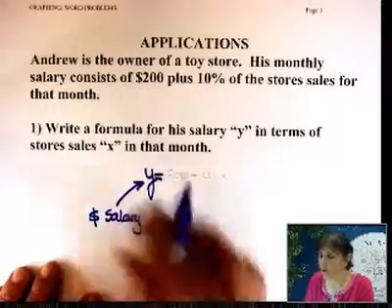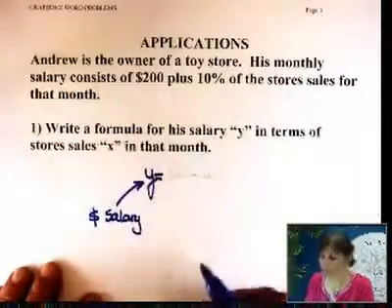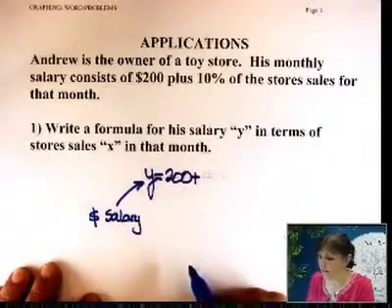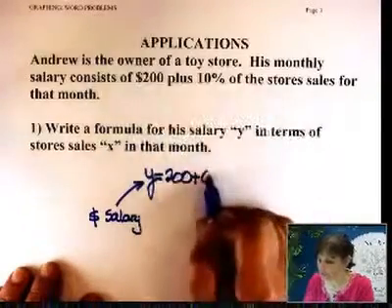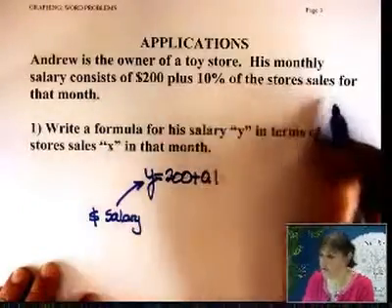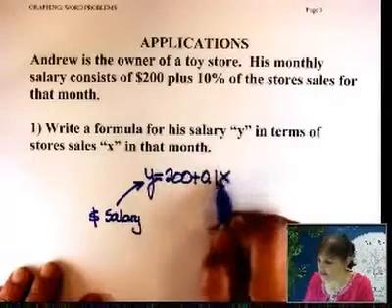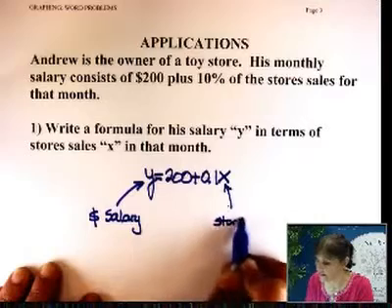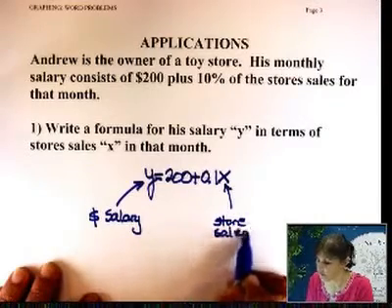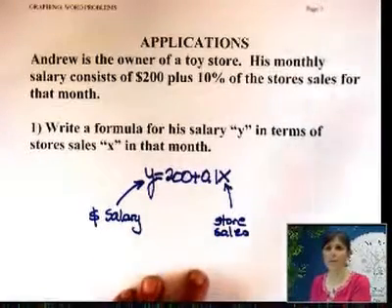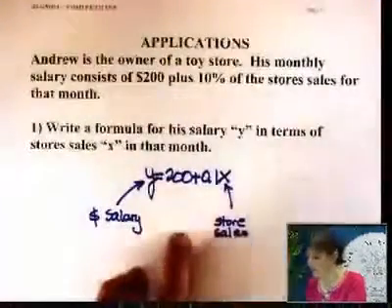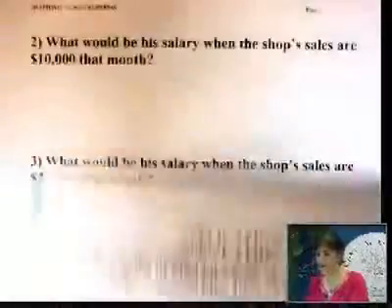I'm going to make $200 no matter what. And then I'm going to make 10%, which is 0.1, of the store sales, X. And this one is the store sales. So my equation is 200 plus 0.1x. Okay, so let's go to the next step.